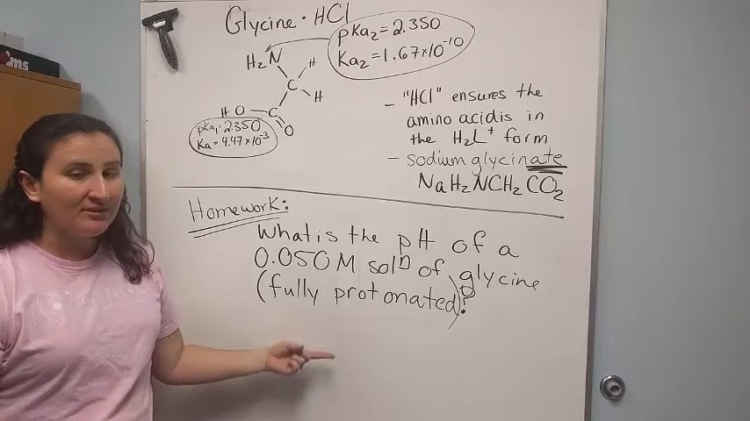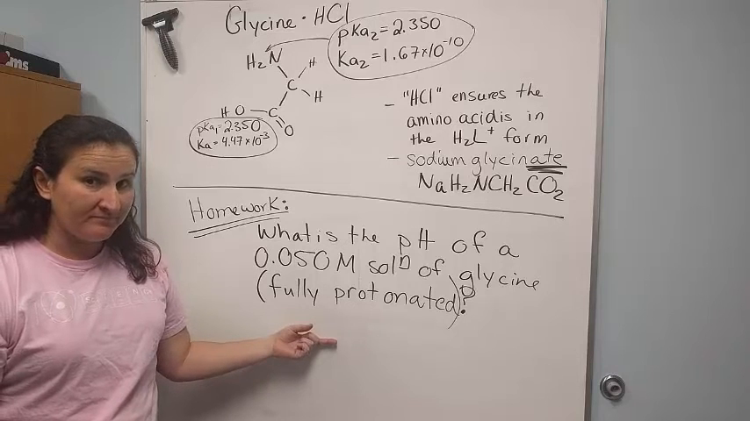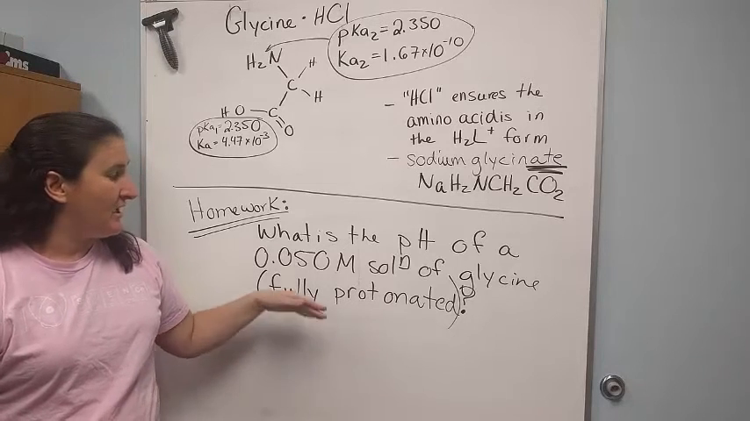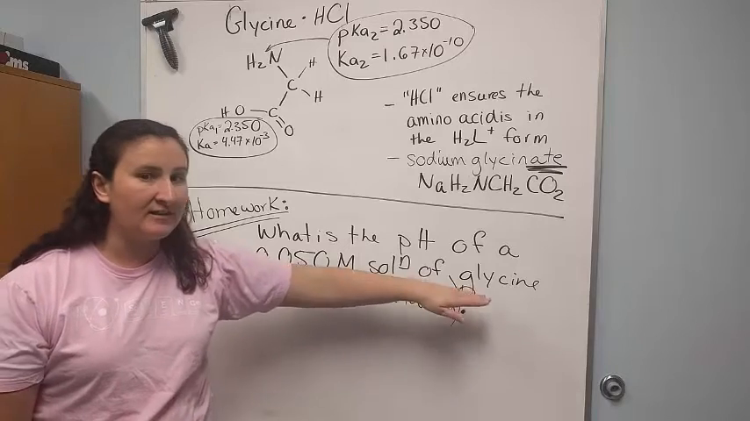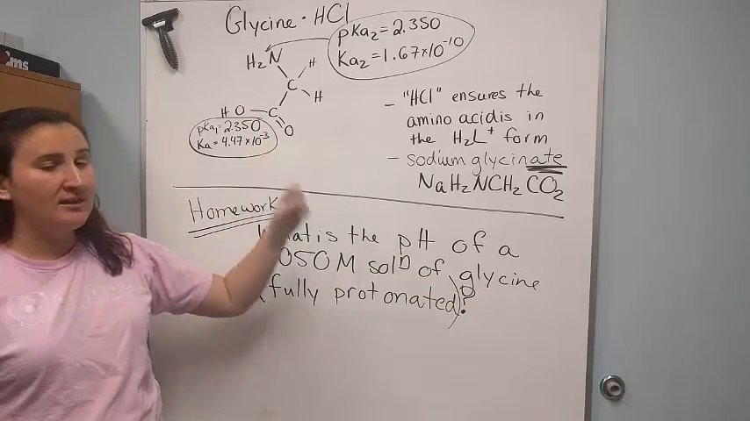For your homework, that's what I want you to do. Work this problem and figure out what the pH is if you have a 0.05 molar solution of glycine. Treat it like a monoprotic that has that Ka.